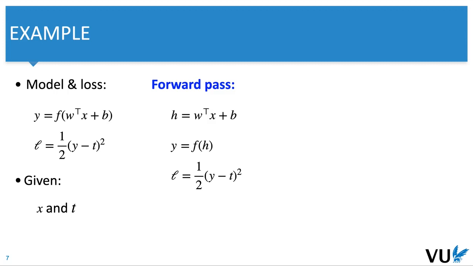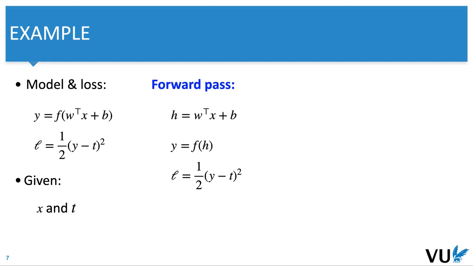And how it goes. So it goes as follows. First we calculate the linear layer, right? So we calculate the output of the linear layer. Then we apply the nonlinearity to this linear layer, and we have our output y. Then we can plug it into the mean squared error, and voila. This is the forward pass.